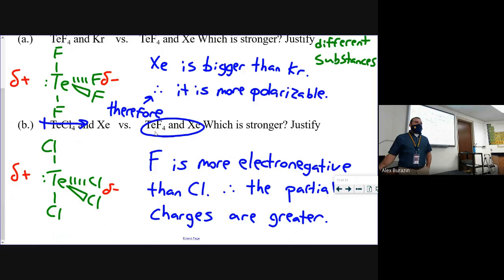The second example, we kept xenon the same for both, but we switched out tellurium tetrachloride versus tellurium tetrafluoride. And now the question came down to, well, which of these 2 molecules is going to give us a stronger attractive force when paired with xenon? And it has to come down to the one with the bigger partial charges.